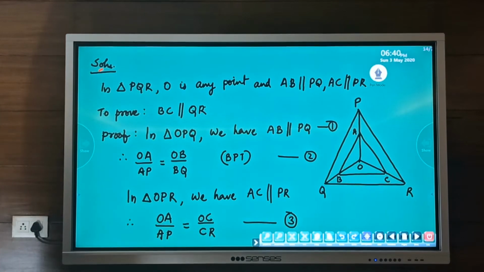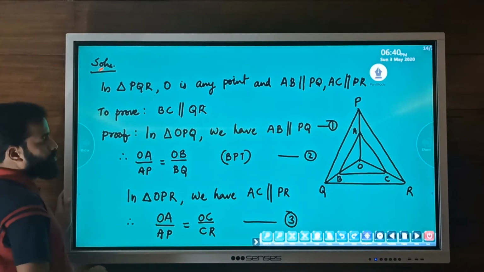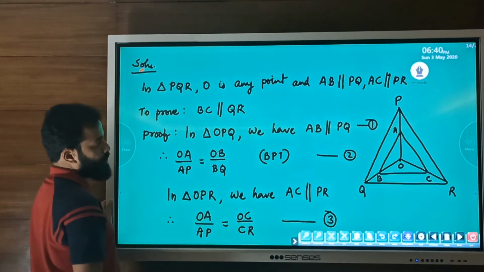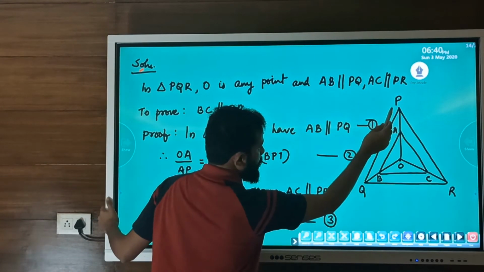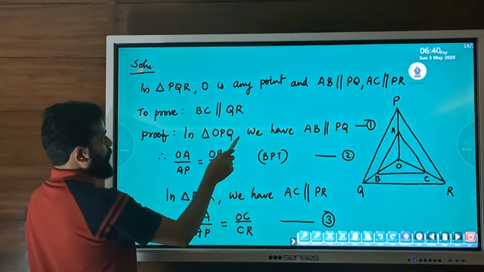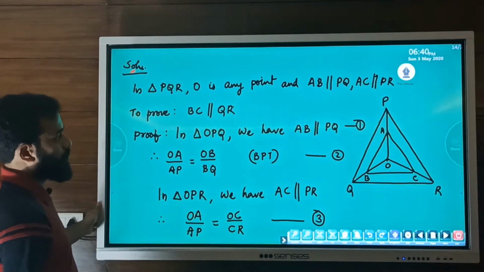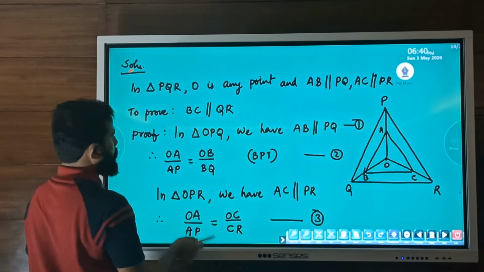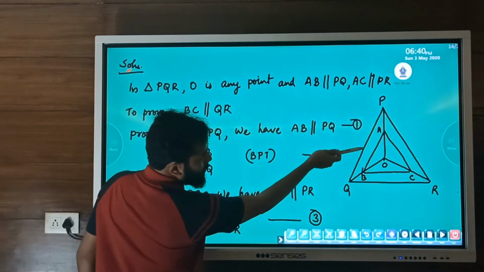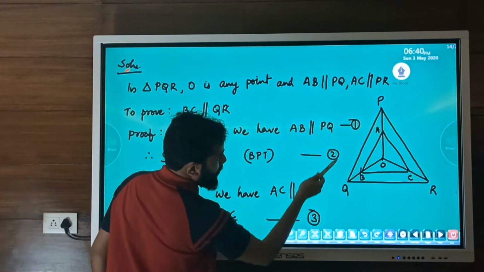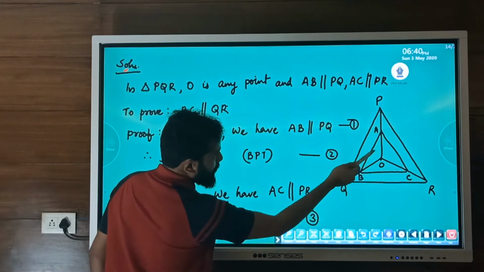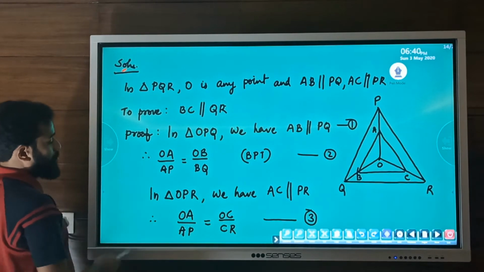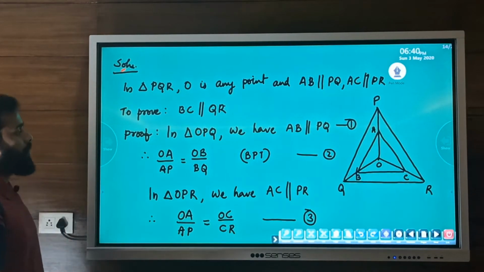We can start the proof in triangle OPQ. There are a lot of triangles, but one triangle we are considering first, that is OPQ. We have AB parallel to PQ. See the line AB which is parallel to PQ. So by basic proportionality theorem, since these two lines are parallel, in the triangle the points A and B divide the sides OP and OQ in the same ratio. So OA divided by AP equals OB divided by BQ by basic proportionality theorem.